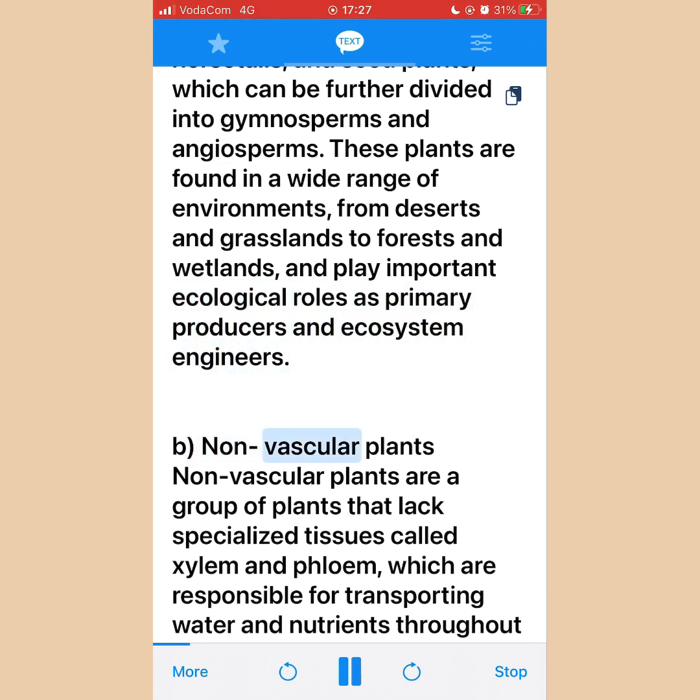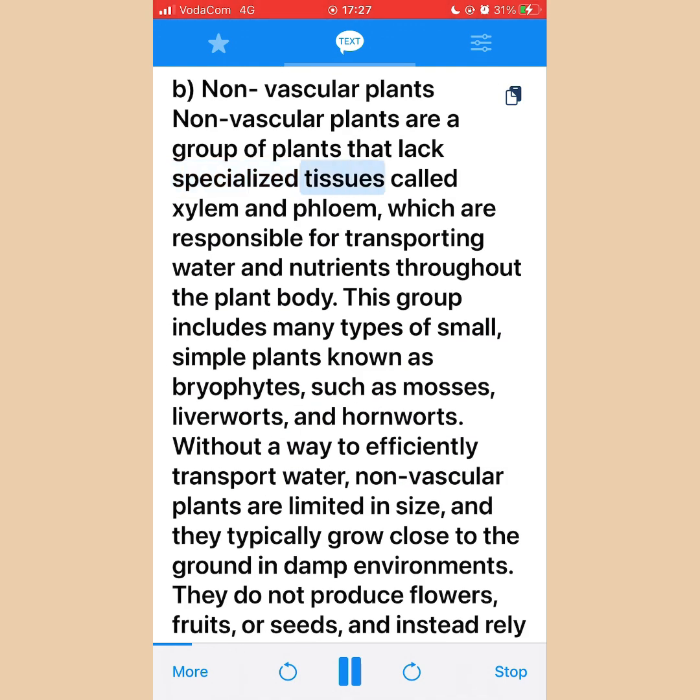Non-vascular plants. Non-vascular plants are a group of plants that lack specialized tissues called xylem and phloem, which are responsible for transporting water and nutrients throughout the plant body. This group includes many types of small, simple plants known as bryophytes, such as mosses, liverworts, and hornworts.